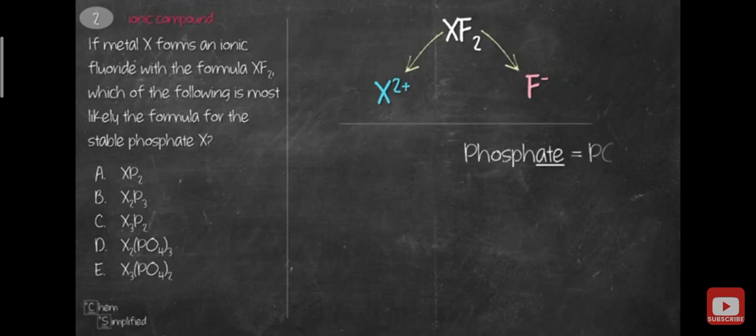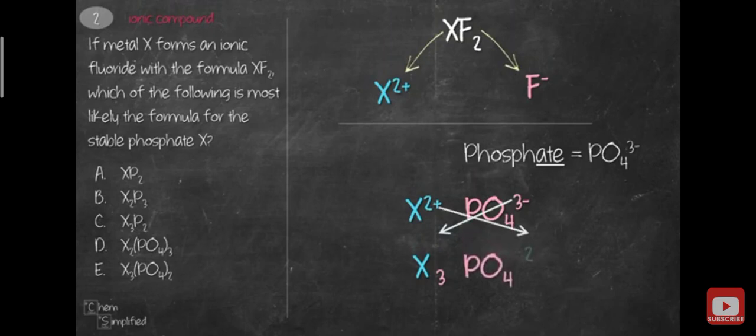We know the formula for phosphate ion is PO4 3-. Now we're going to combine these two ions together. To write out the formula, we start with the cation, which is X, and then we cross over the 3 from phosphate. After that, we write out the anion, which is PO4, and then we cross the 2 over to the other side. Now this 2 is meant for the entire PO4, so we need to include this bracket. This is the formula for phosphate X.